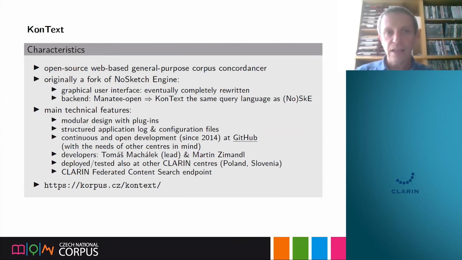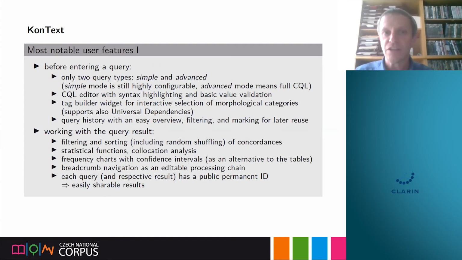So to highlight the most notable user features that distinguish KonText from other similar online tools. First of all, I'd like to mention that there are only two query types: simple for beginners, so to say, and advanced for advanced users. Simple mode is like Google. You just write down a word or a phrase, and KonText makes a search for you with some default settings that you may not be aware of, but it's still configurable.